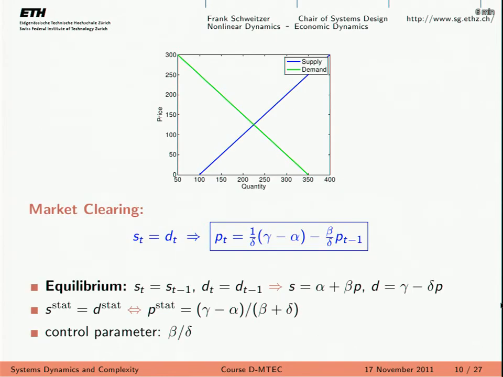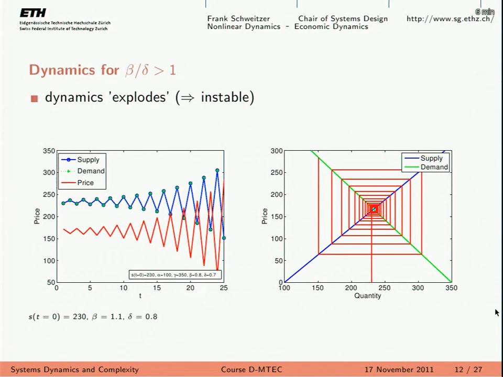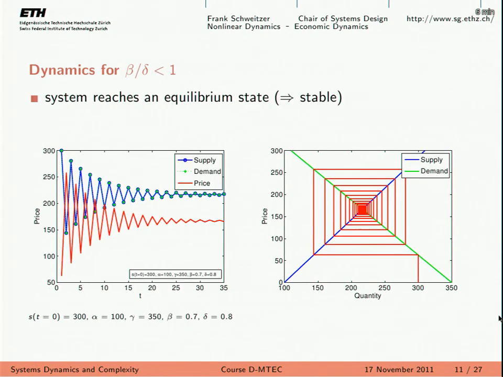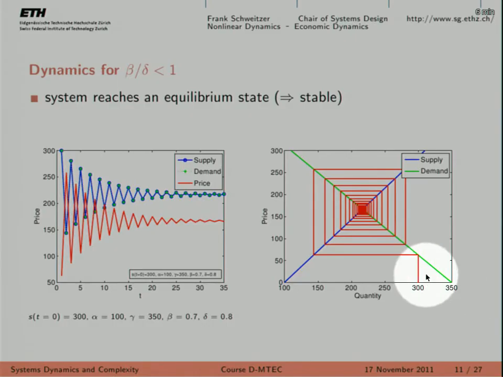Oh, sorry. Why is this called a cobweb? Because if you plot a graph like the one on the right, with quantity on the x-axis and prices on the y-axis, it's similar to the logistic map, how we plotted its development. So let's start from here. The explanation is also given in the notes. We have, let's say, a given quantity that is desired by the population, let's say 300.